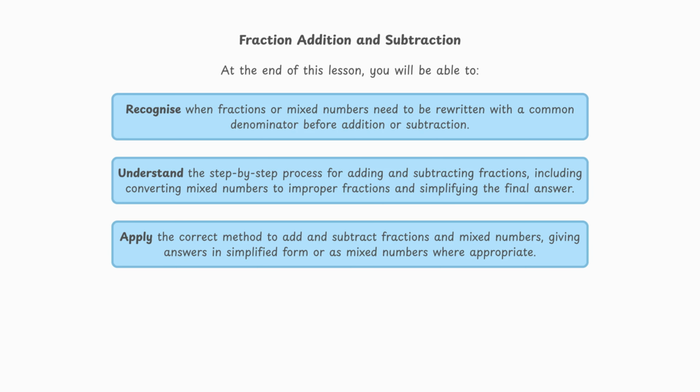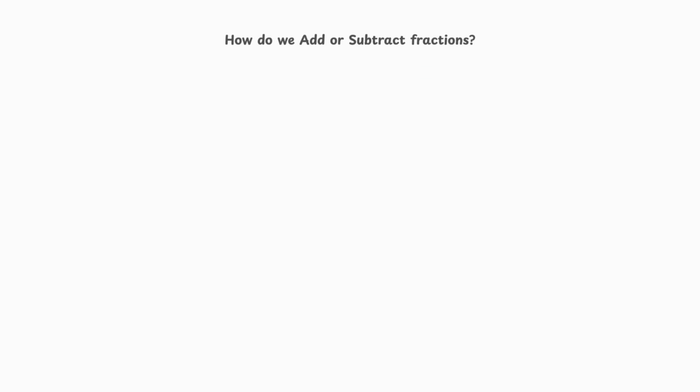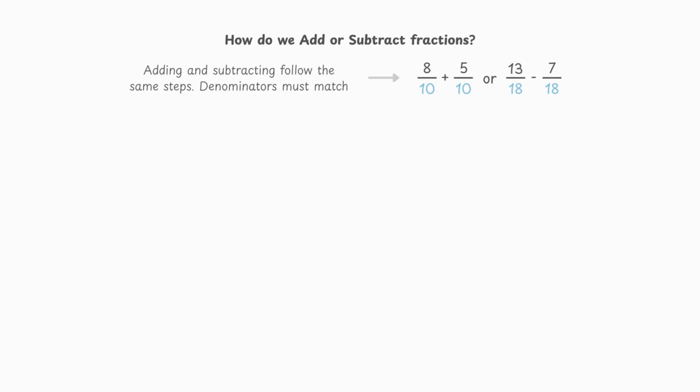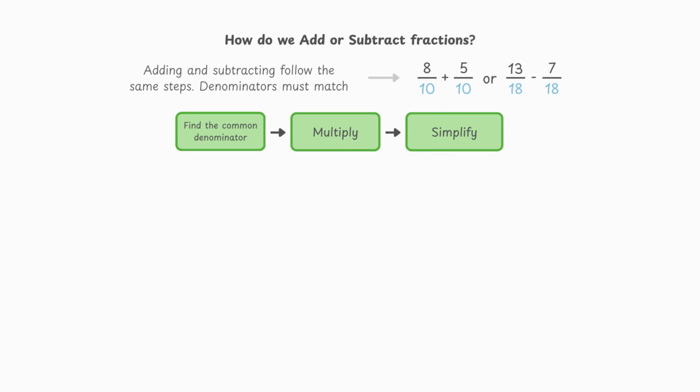Let's get started. How do we add and subtract fractions? Adding and subtracting fractions follow the same steps. The denominators must always be the same before you can find the final answer. Here is the step-by-step process. First, we must find a common denominator. Let's look at an example.